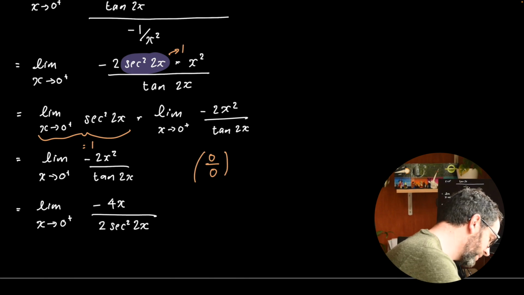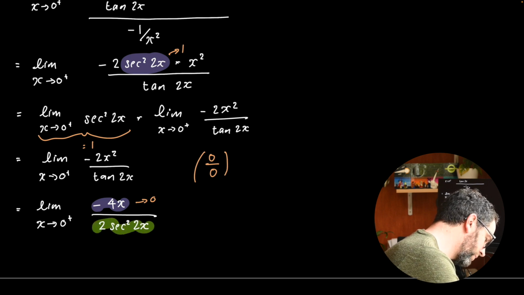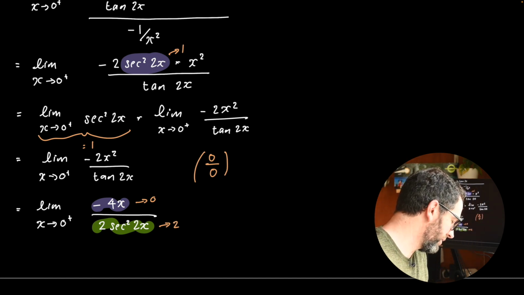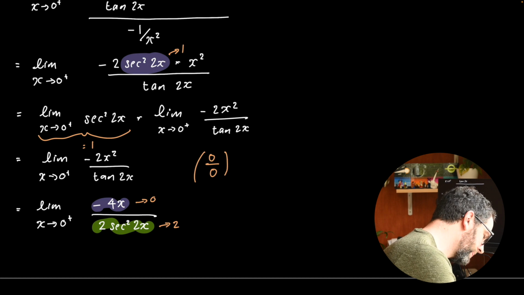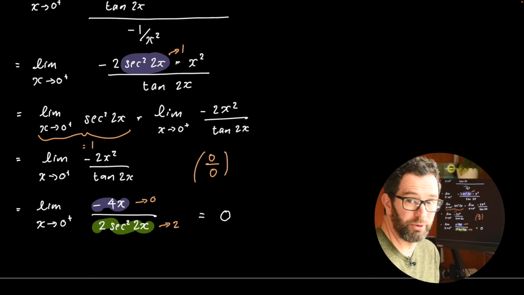So on the top, that 4x is going to go to 0, and on the bottom of my fraction, this piece overall is going to go to 2. So actually overall, this limit is going to equal 0. But we're not finished, okay?